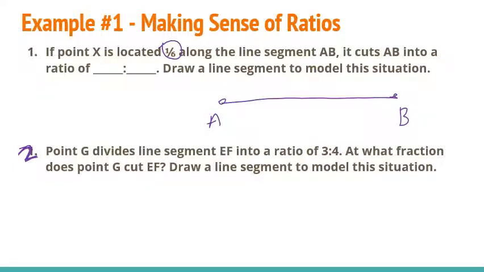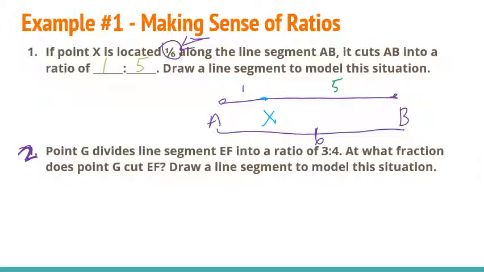So if X is 1/6 along the way, that means it's going to be closer to A. And so you can think of it this way: A to X has to be 1. A to B would have to be the total distance, so that's going to be 6. That's the denominator of this fraction, right? So that means what's X to B? 5, because 6 minus 1 is 5. So a 1/6 fraction creates a ratio of 1 to 5. See how that works?